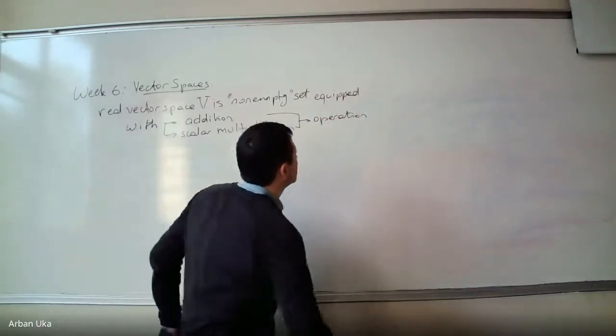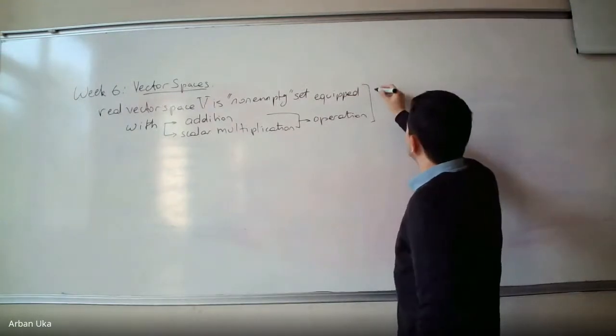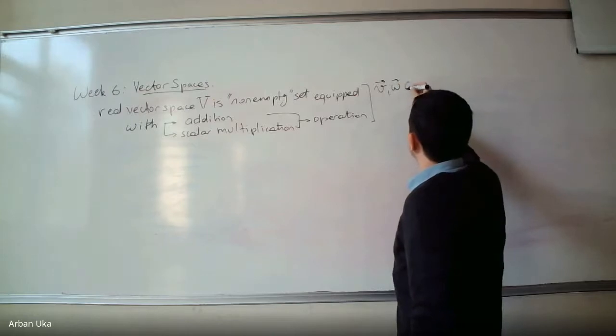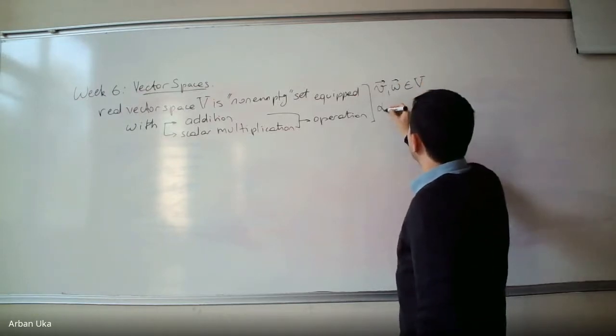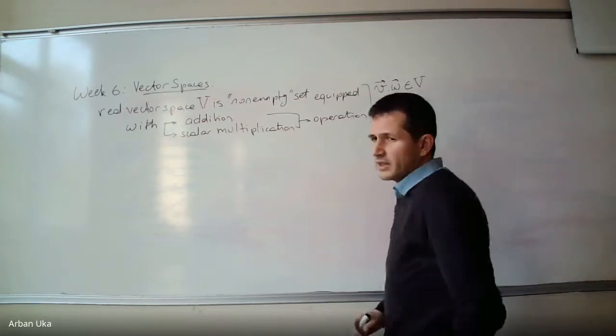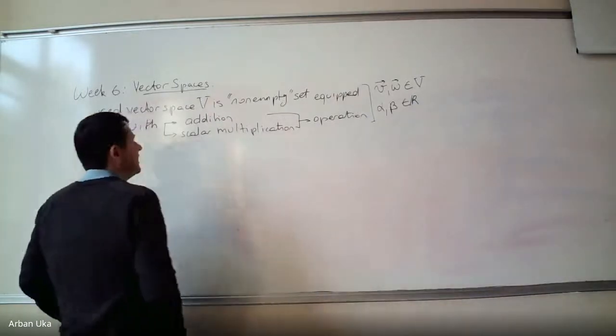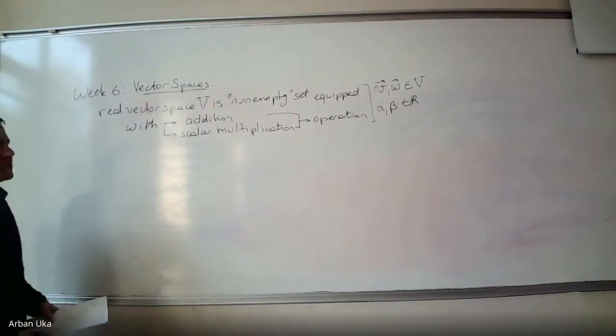In the definitions that we are going to provide, we are going to assume that we have a vector V and a vector W, which are elements of the vector space V, and then we're going to have constants such as alpha and beta, which are just simple real numbers. These are constants.